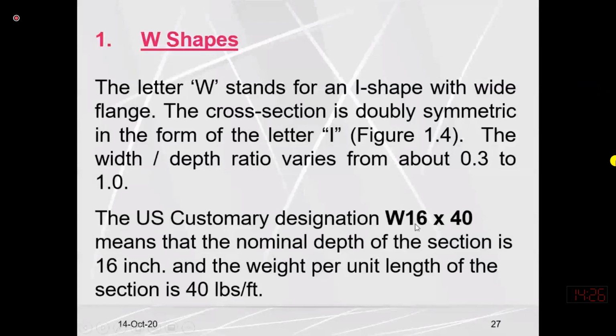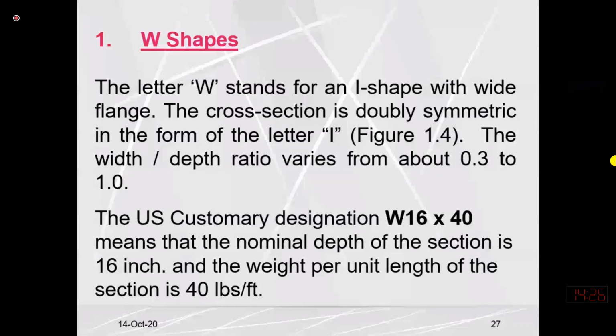or standard designation. For example, in US customary designation, US customary means FPS. In America, they are still using the FPS system. So in FPS, a W section is designated, for example, as W16 into 40. So W represents an I section with wide flange, or a wide flange I section, and the first number represents the total or nominal depth of the section.